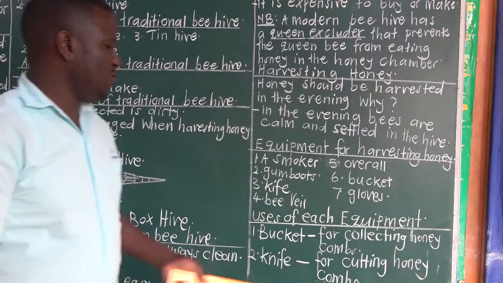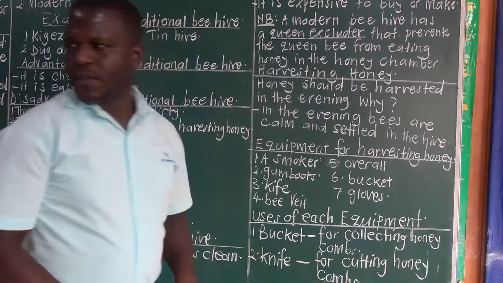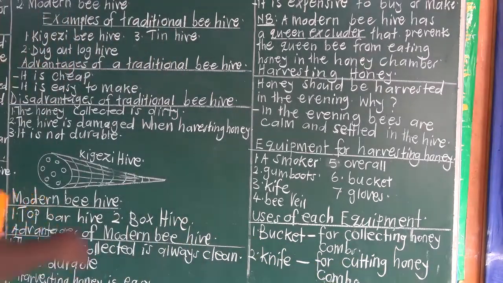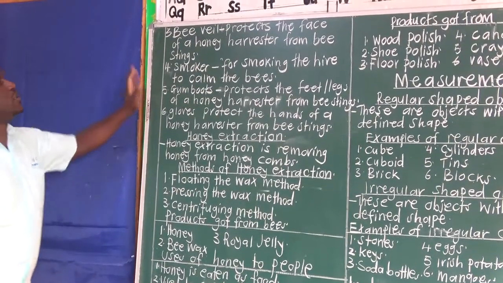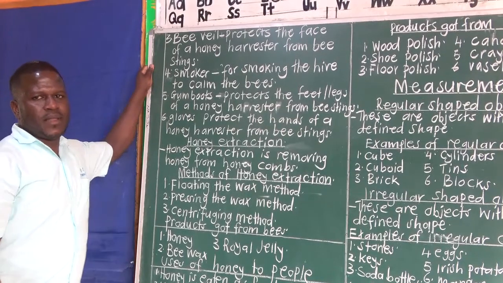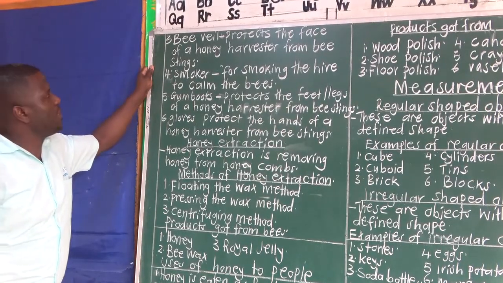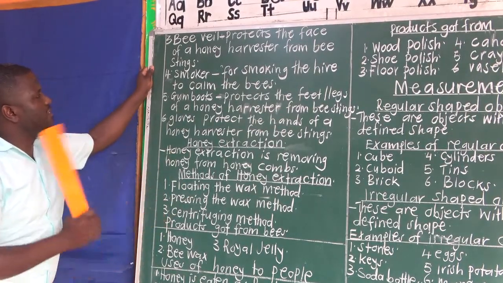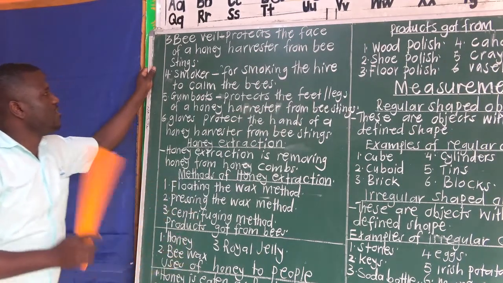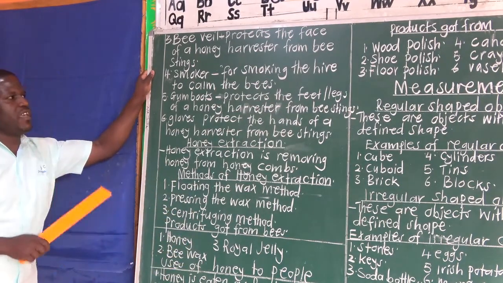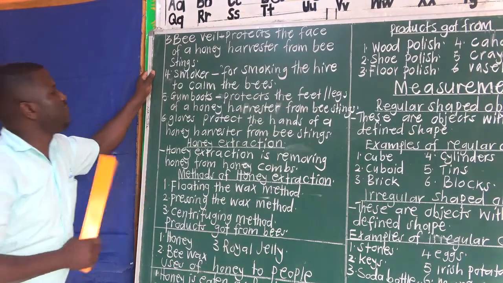A knife is used for cutting honeycombs. Then we have another equipment called the bee veil. A bee veil protects the face of a honey harvester from bee stings.